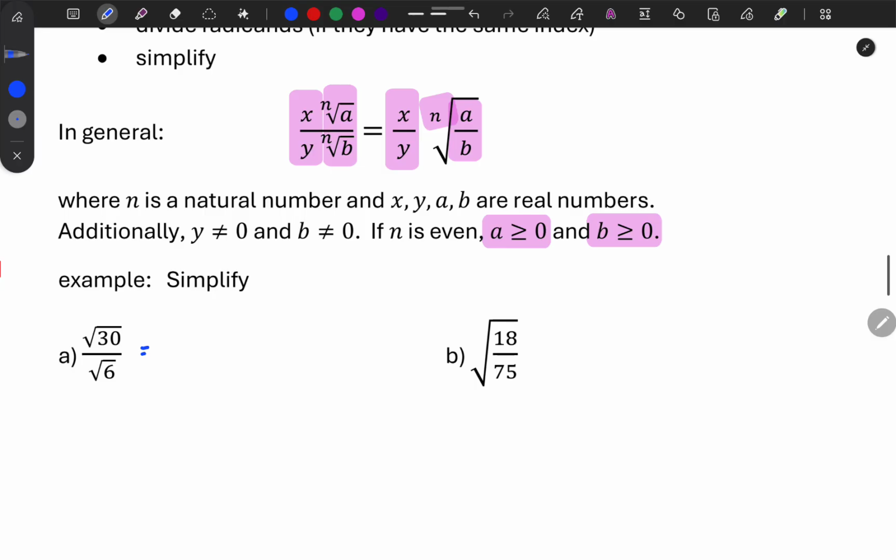For the first one, we've already done something like this. We're going to take the square root of 30 divided by 6, and we're just going to evaluate the radicand. 30 divided by 6 is 5, so this is just equal to the square root of 5.